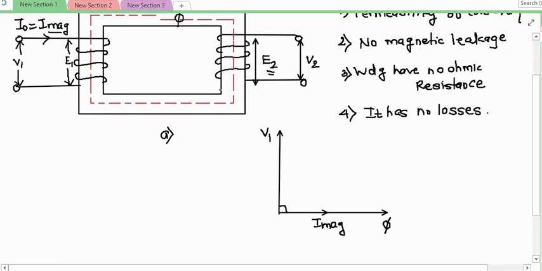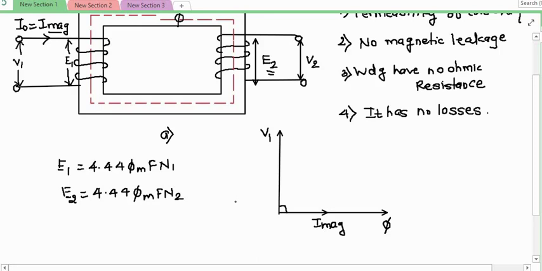So the magnitudes of E1 and E2 are proportional to the number of turns of primary and secondary winding respectively. We have seen in my second lecture, E1 is nothing but 4.44 phi m f N1. So E1 is directly proportional to N1, and E2 is also directly proportional to the number of turns on the secondary winding.